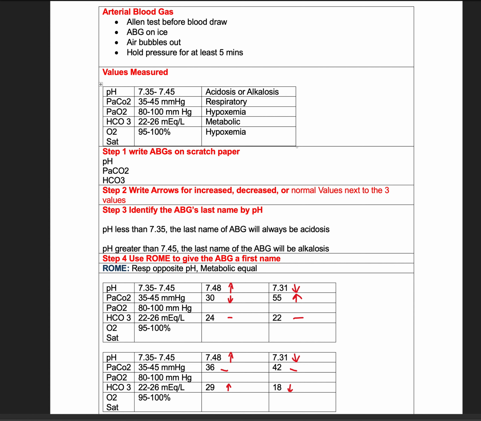Here is a quick and easy way to name your ABGs. On your exam, this is exam 2 for PN 101, you're going to have 4 questions where you will need to identify an ABG, okay?